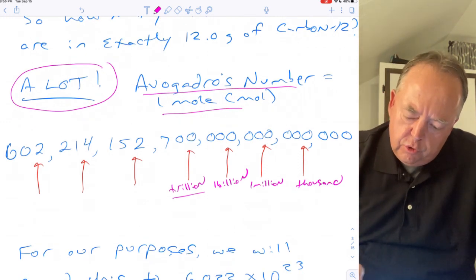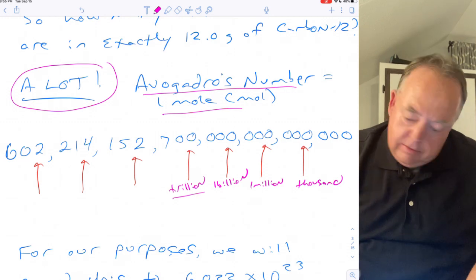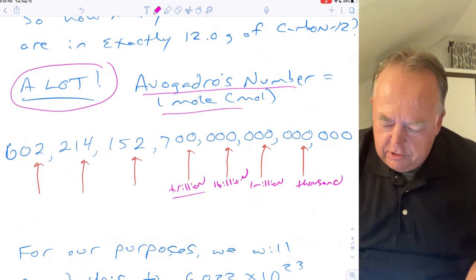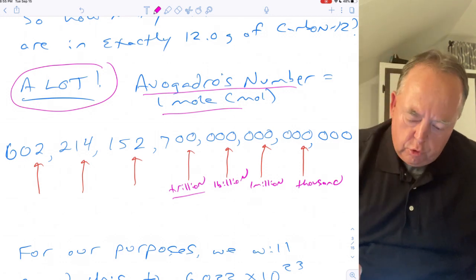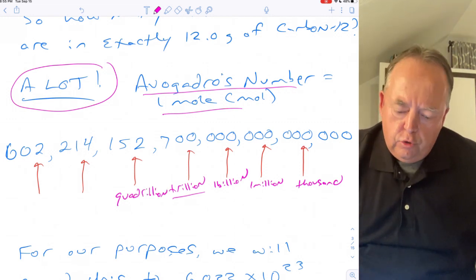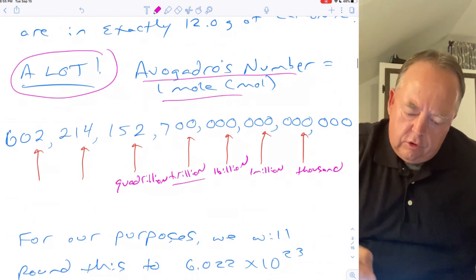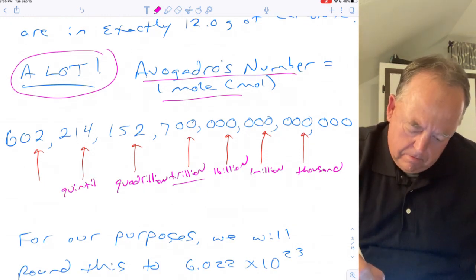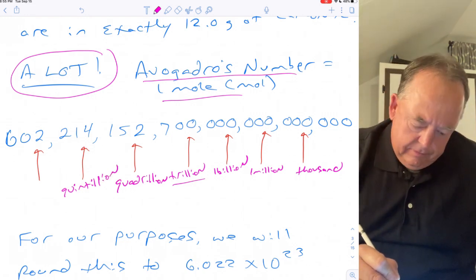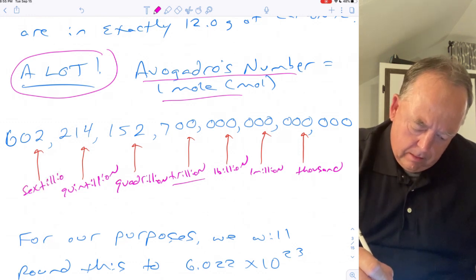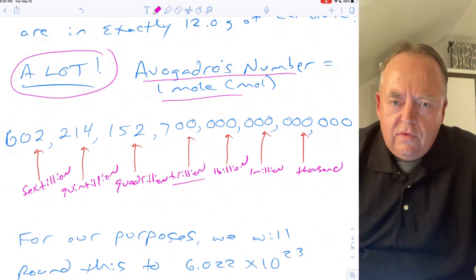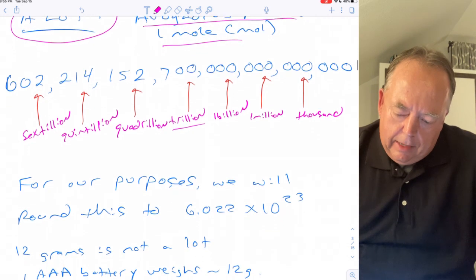So what comes after a trillion? Most people would not know what comes after a trillion. If I wasn't teaching this course, I probably wouldn't know what comes after a trillion. But what's after a trillion is a quadrillion. And still not there, what comes after a quadrillion is a quintillion. And what comes after quintillion is sextillion. So there are 602 sextillion carbon atoms in exactly 12 grams of carbon-12. So that's an absolutely huge number.